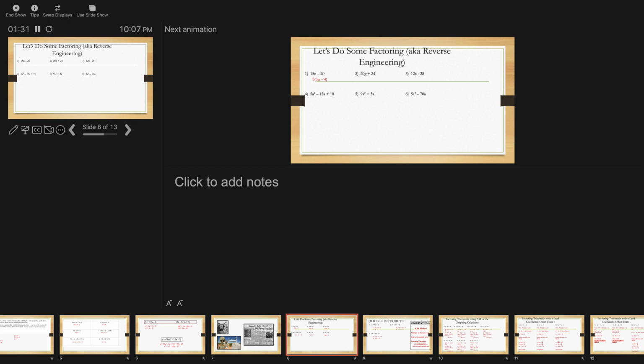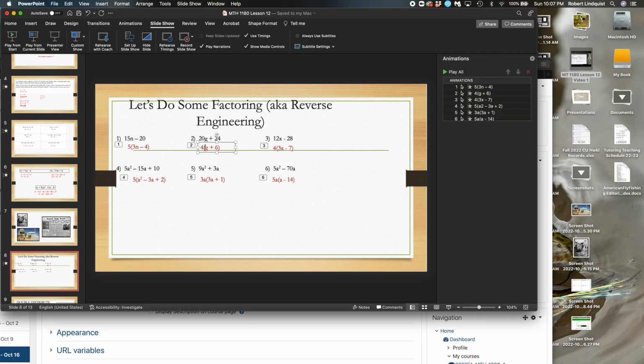Okay, so for the first one, it says 15n minus 20. So what do they share in common? They share 5. So that gives you 5 times 3n minus 4. The next one, what do they share in common? They share a 4, which gives me 4 times, oh, that should be 5g plus 6, not g plus 6. Okay, as a matter of fact, let me go correct it right now so that I don't have a problem. Okay, 5g plus 6.